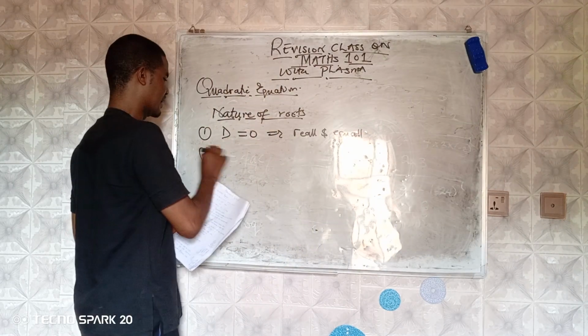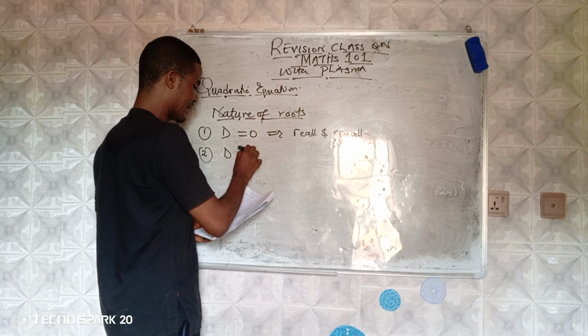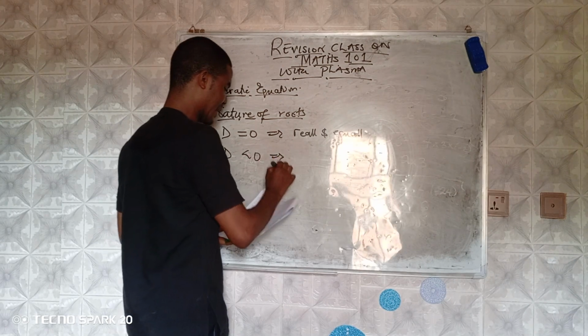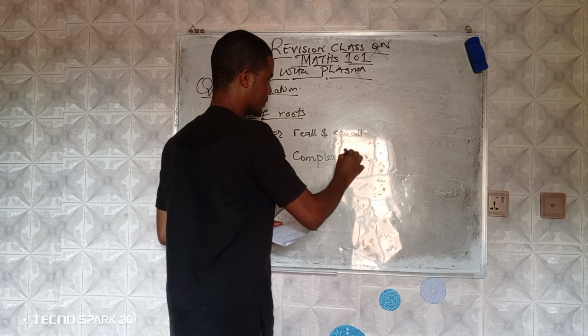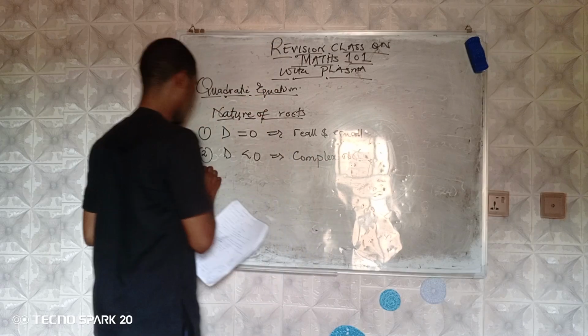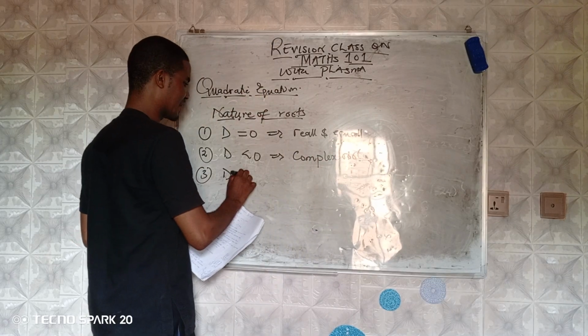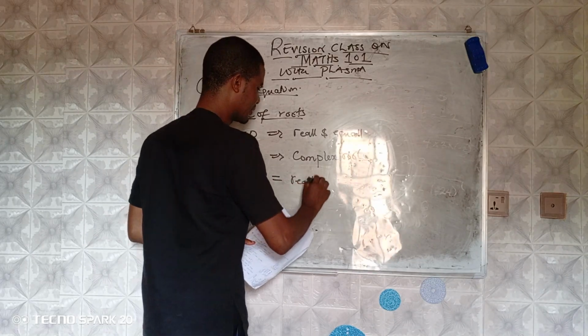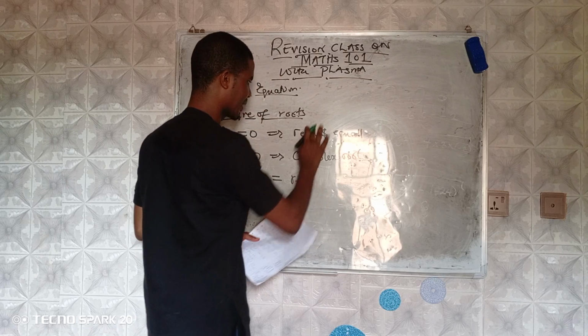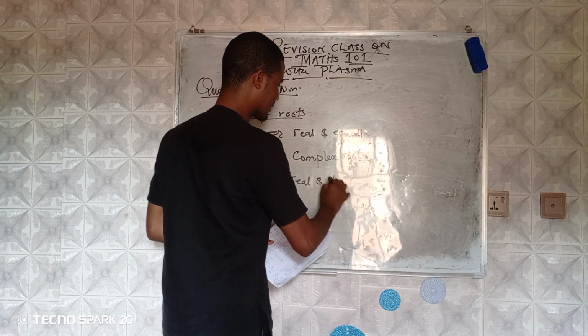If the discriminant is less than 0, then the roots will be complex roots. And if the discriminant is greater than 0, the roots will be real and distinct.